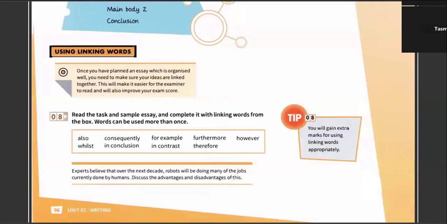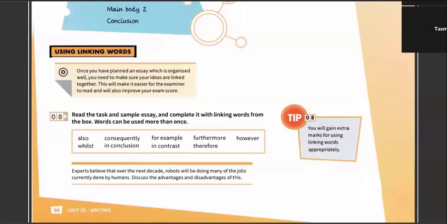So once you have planned an essay which is organized well, you need to make sure your ideas are linked together. This will make it easier for your examiner to read and will also improve your exam score. Because if you use linking words, everything that you're writing comes together, and that shows there is a link between all the discussions that we're doing, and it seems more presentable and very nice to read. So, in that way, your exam scores will also improve because the examiner will like reading your essay and will definitely give you a good score, right?